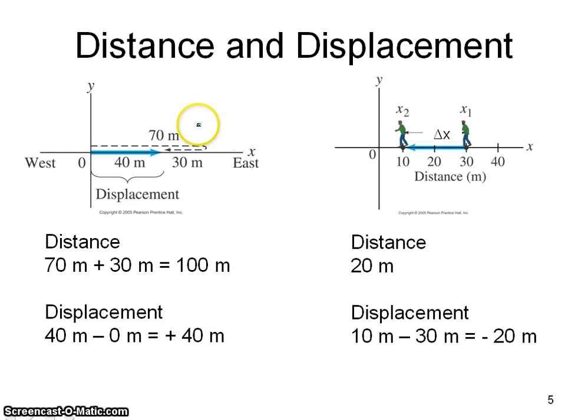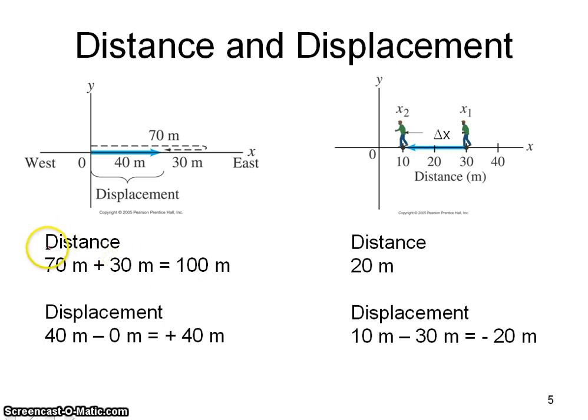Now, to look at these two things, on the left, distance and displacement. Here we have an object that started, we're going to say it started at 0 because that's easy, and it went 70 meters east and then 30 meters west. So its total distance, it traveled 70 meters, turned around and went 30 meters. Remember, distance doesn't care about direction, so the total distance traveled is 100 meters.